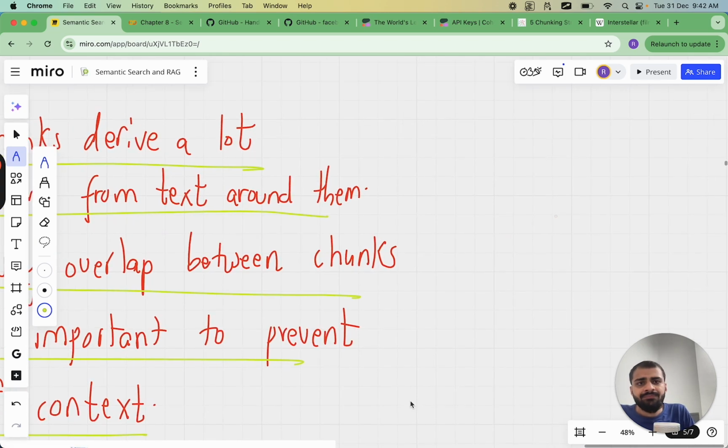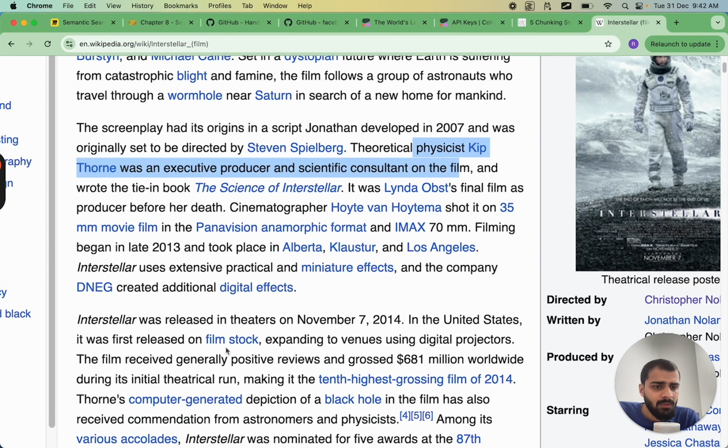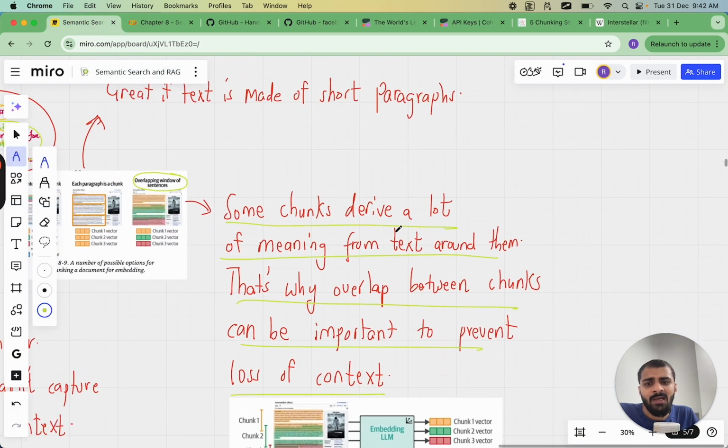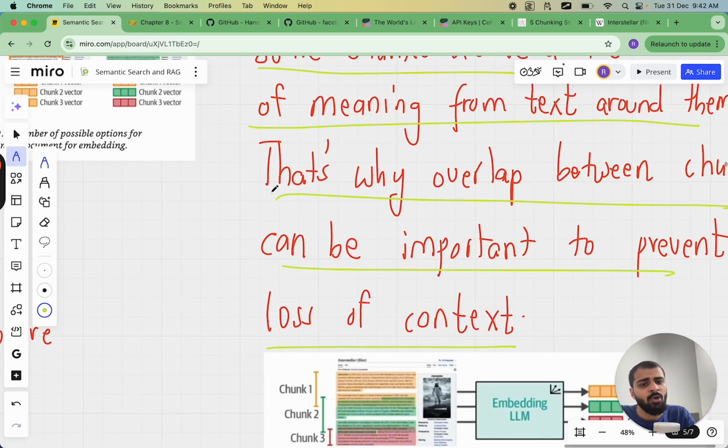So let's say Interstellar, and you are asking what is the revenue, and here it's mentioned $681 million. Let's say two sentences later, it's again mentioned something about the revenue. Now, if you are doing sentence level chunking, you will lose that second part because only the first sentence is captured as an individual chunk. This is what is meant by loss of context. So this overlap method, basically I call it the overlap method or overlapping window of sentences, prevents the context from being lost.